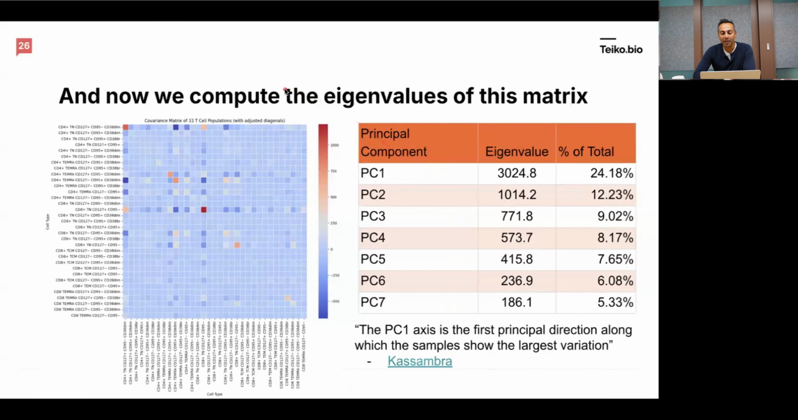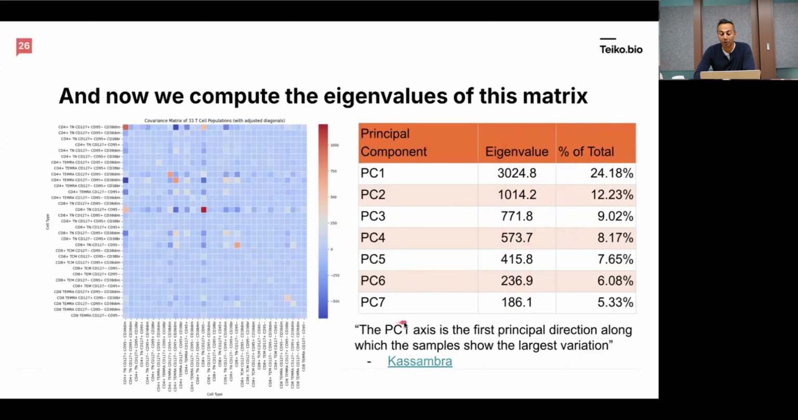So now we can compute the eigenvalues of this matrix. Eigenvalues are a very complex term, and we're not going to go into the entire derivation here. But from this big matrix, you get all the individual principal components here, and then individual eigenvalues. Eigenvalue 1 is 3024.8. That's 24% of the total variation. This is computed by taking 3024 and dividing by the sum of this entire column, getting to 24%. So this captures a lot of the variation in the population. Principal component 4, 573.7, is 8.17%. So 573 divided by the entirety of this column gets you to 8.17%.